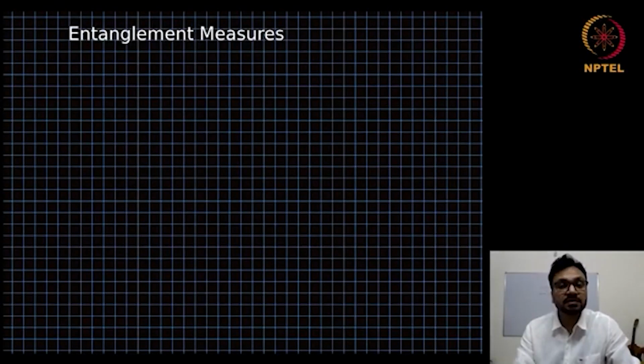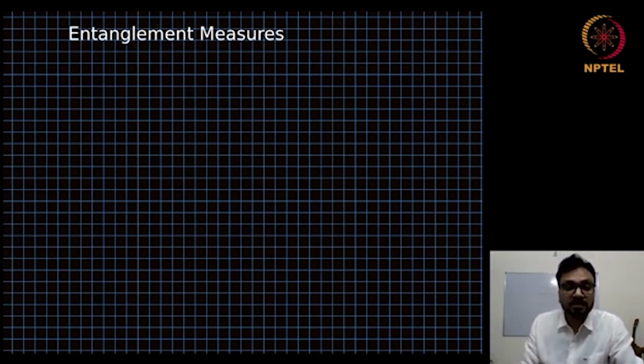Our next topic is entanglement measures. In this topic, we will discuss how to quantify entanglement in a given bipartite quantum system. Once we are given a bipartite quantum system rho AB, till now we have established how to tell whether it's a separable state or an entangled state.